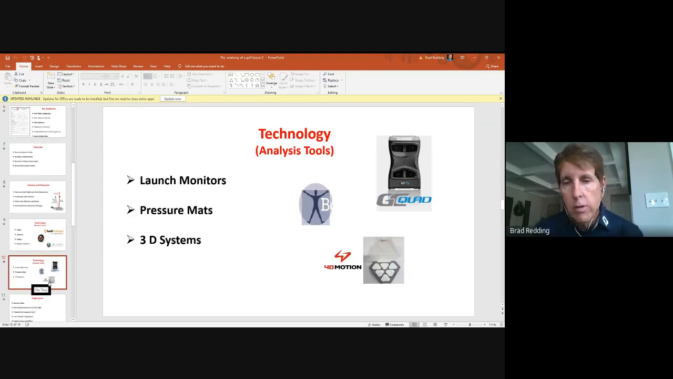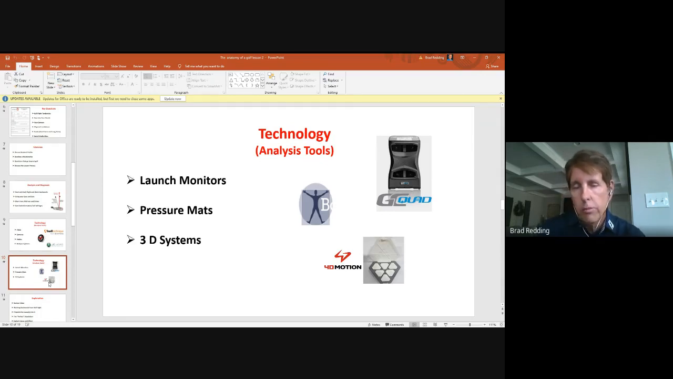I do use launch monitors. I have a GC Quad. I don't have pressure mats, and I do have a 3D system. It's called 4D Motion. I use that a little bit, not as much, because if you get too tied up in all this technology and trying to get all this information, the lesson's already over. My lessons are all 50 minutes. My private lessons are. So these systems, this technology, V1, the Quad, the 4D Motion, they're just information for me.